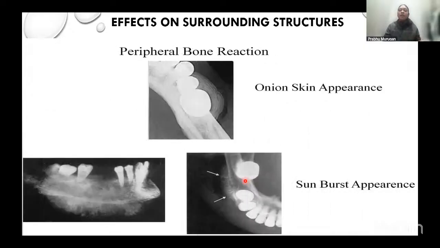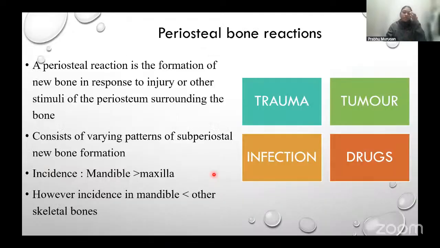Okay, and apart from that, the periosteal bone reactions. See, periosteum is like the outer surface or covering of the bone. Because of these lesions, there can be an impact on the periosteum of the bone, resulting in the peripheral bone reaction. These periosteal bone reactions can be of different types, and there are a few standard examples like your onion skin appearance in case of Garre's osteomyelitis, your sunburst appearance in case of sarcomas, osteosarcomas. So these are some distinguishing noticeable features.